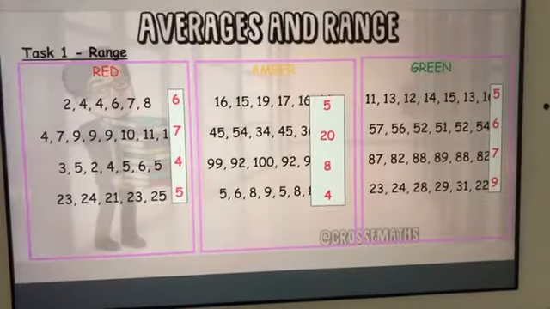Right guys, so when you're ready, mark what you've done so far. I found ranges is probably the easiest one of the lot. Okay, range and mode are probably the easiest too. Okay, mark whatever you've done, tick or cross it.